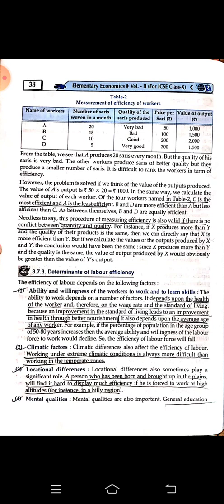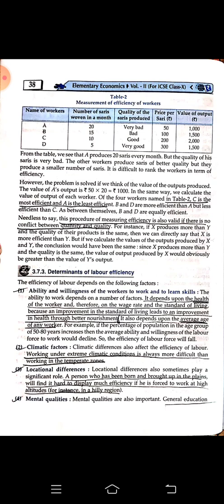Next we are having climatic factors. Working under extreme climates, like very hot and very cold, is really difficult, and the efficiency of the labor decreases. Whereas if it is a temperate zone, if the climate is moderate, then the efficiency of the labor increases, because they are comfortable in that weather and they can work smoothly for hours without taking a break.